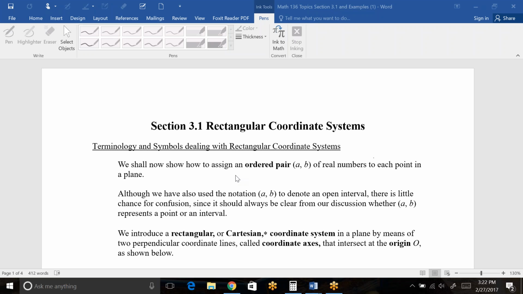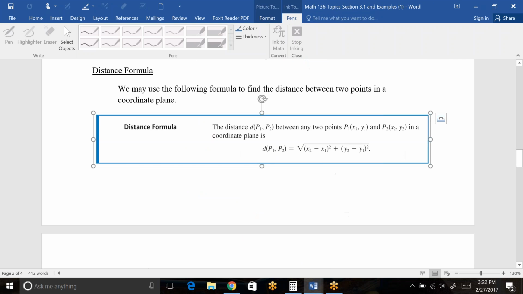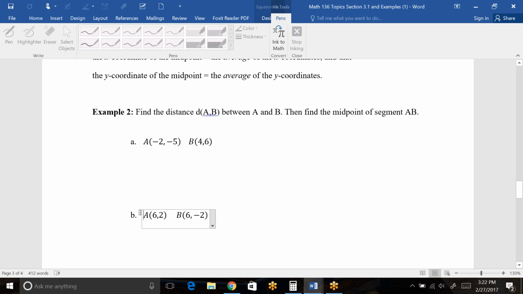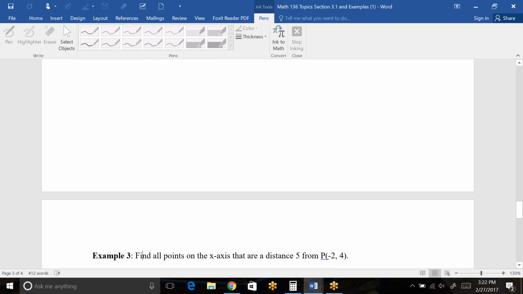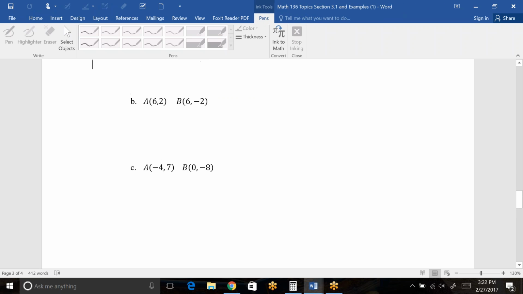Okay, the first part of the lesson that we missed today due to me being sick is that we need to finish section 3.1, rectangular coordinate systems. I had done a pre-video on this where we learned about plotting points again, and we learned the distance formula and the midpoint formula, and we needed to do a few more examples of both of those. So if you look down at example 2, we're going to be doing the midpoint and distance formula for both of these.